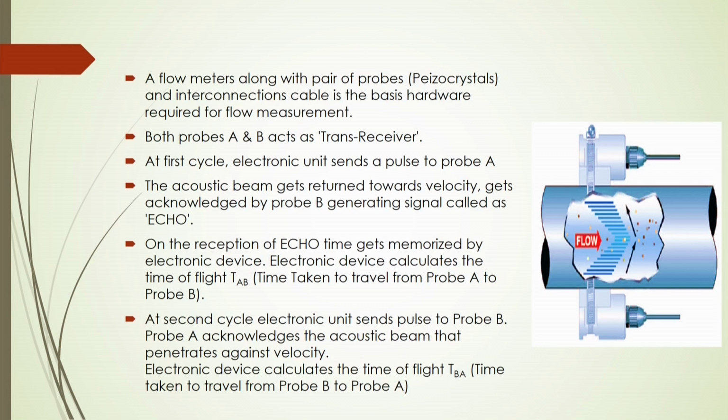Now, the electronic device calculates the time of flight, that is TAB, of this ultrasonic wave from the upstream to the downstream, the time taken to travel from probe A to probe B, because you are placing probes A and B upstream and downstream. In the second cycle, the electronic unit sends a pulse to probe B, and probe A receives the acoustic beam that travels against the velocity, and the electronic device calculates the time of flight TBA, the time taken to travel from probe B to probe A.